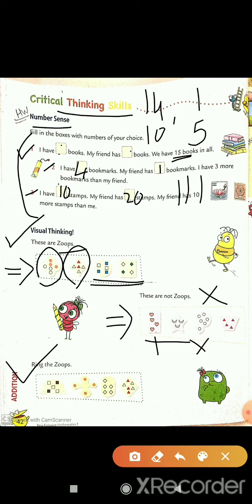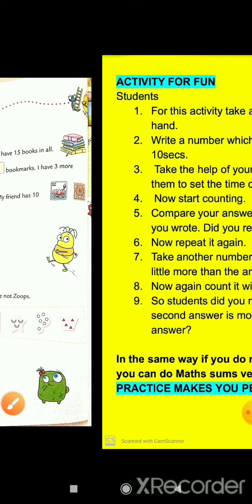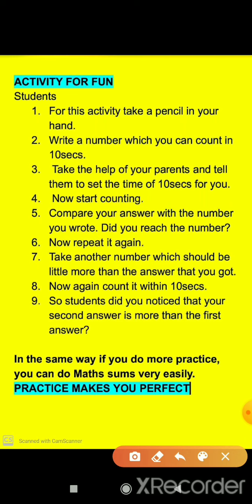Here you have to ring the zoops. See the first image, only 2 boxes are colored, so this is a zoop. So you need to circle that. In this image everything is colored, so we will not circle it because it is not a zoop. Again, in the third image nothing is colored, so we will not circle it. In the last image 3 triangles are colored, so it is a zoop, so you need to circle it. Got it, students?